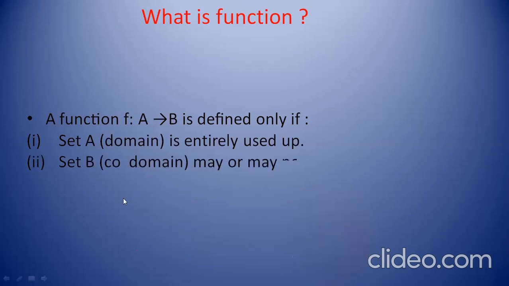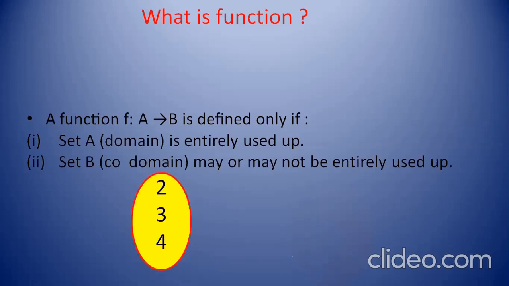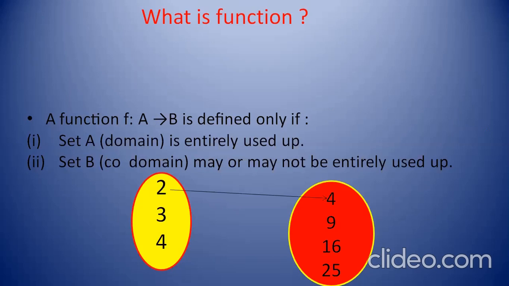Now look at the second point. Set B may or may not be entirely used up. We can understand this by the same example. Set A contains 2, 3, 4 and set B contains 4, 9, 16, 25. 2 is associated with 4, 3 with 9 and 4 with 16. So we can easily locate that 25 does not have a pre-image in set A. That's why we say set B is not entirely used up by the elements of set A.